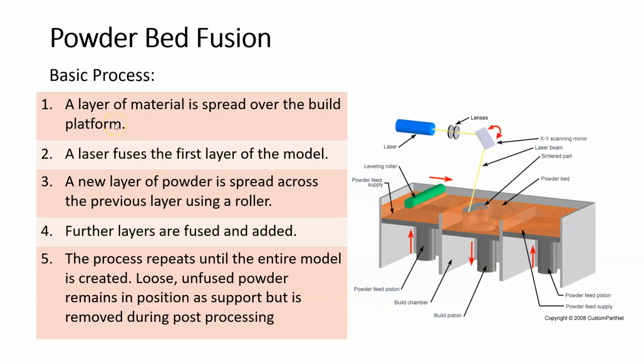So let's look at the basic process here. Step number 1, a layer of material is spread over the build platform. All right. Step number 2, a laser fuses the first layer of the model. 3, a new layer of powder is spread across the previous layer using the roller. 4, further layers are fused and added. 5, the process repeats until the entire model is created. Loose, unfused powder remains in position as support, but is removed during post-processing. All right.